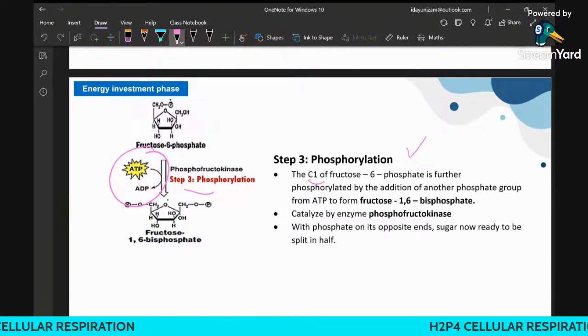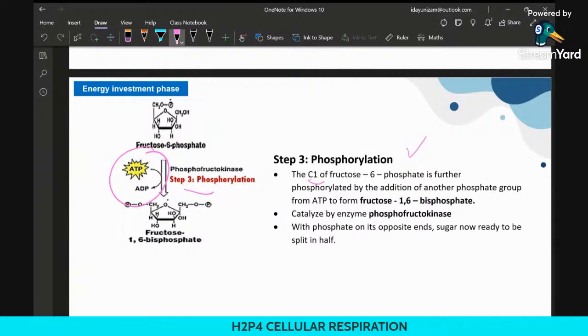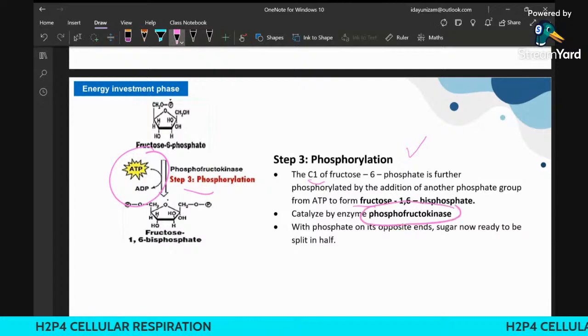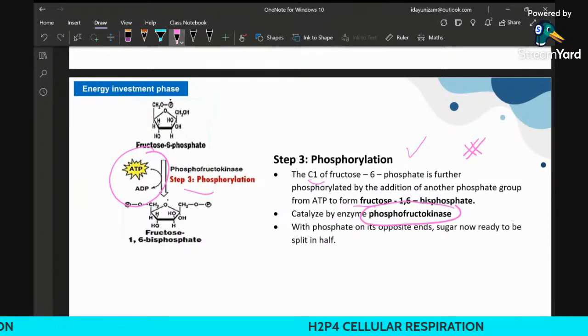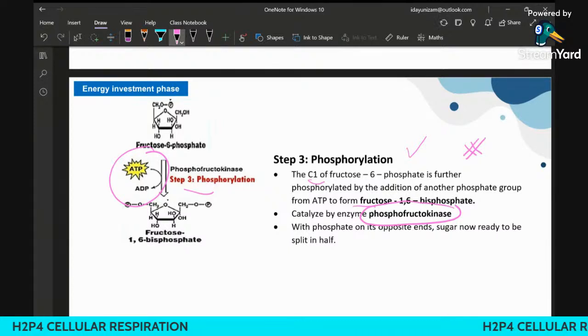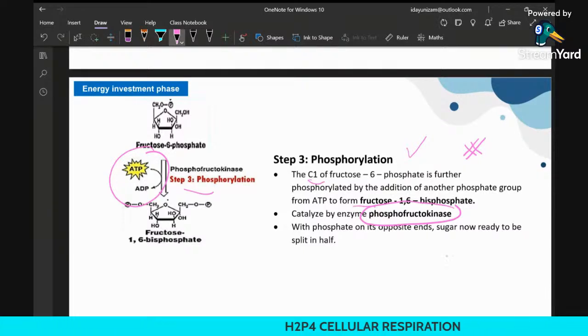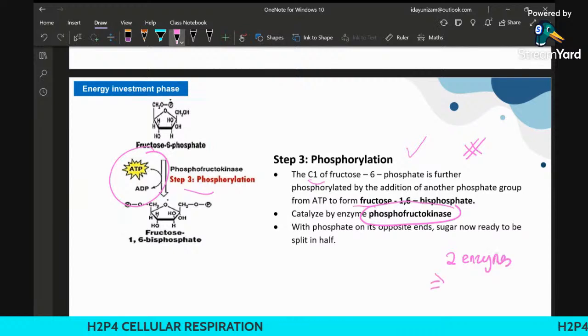Before it was carbon 6, class. Now carbon 1 gets another phosphate. Okay, so this enzyme also must be memorized. So I want you all to take note of our syllabus. For Asasi students at Pusat Asasi Universiti Malaya, they have to memorize 10 enzymes, but in your case you only need to memorize 2 enzymes. So I want you to drop in the meeting chat, class: what are the 2 enzymes?